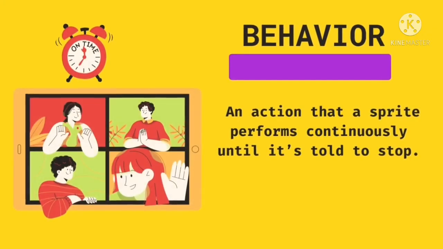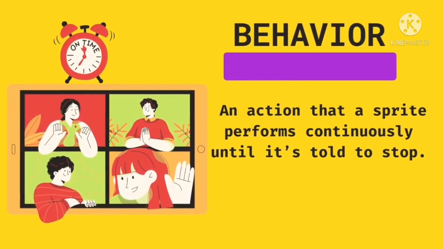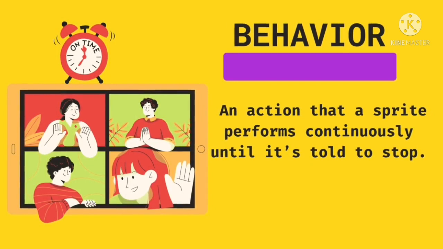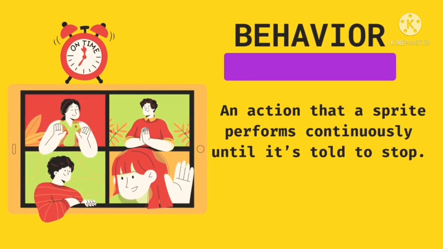The next term is behavior. A behavior is an action that a sprite performs continuously until it's told to stop. So when you see your sprite acting in a certain way, that is the behavior of the sprite. A behavior is an action that a sprite performs continuously until it's told to stop.